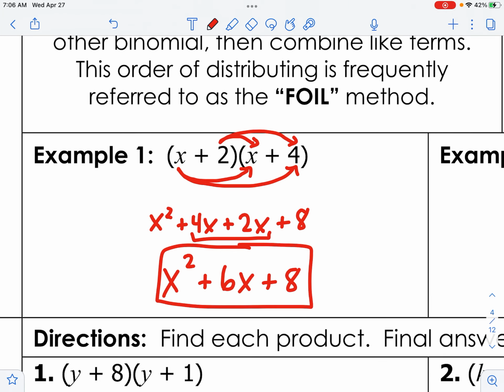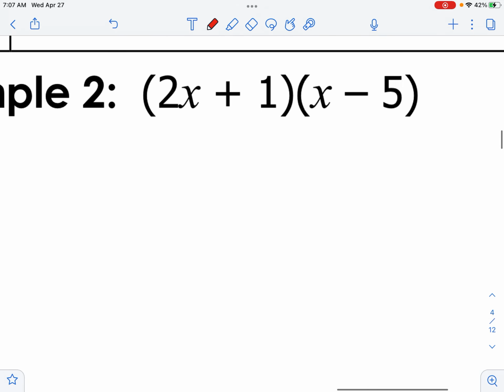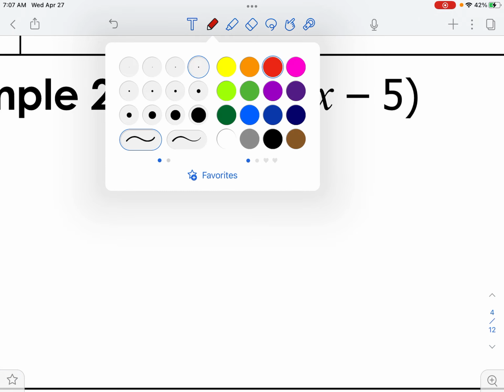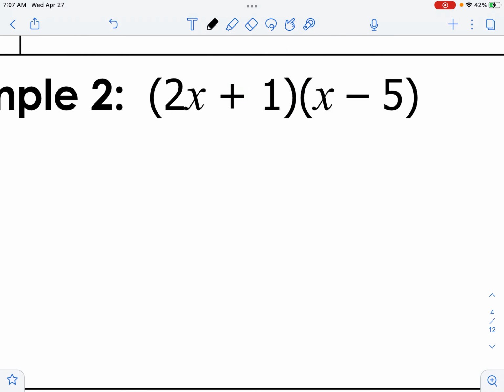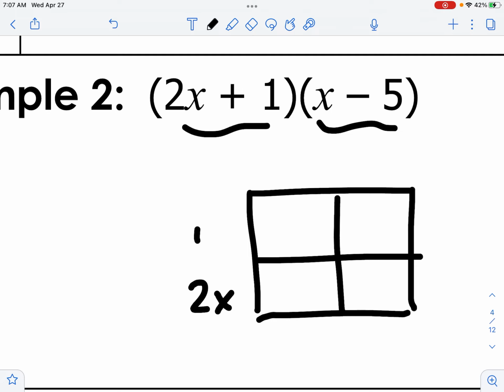Okay, now there's another way to do this multiplication, and that's called a generic rectangle. Some of you are going to say, oh, that looks like a lattice from 6th grade. All right, it sort of is, but sort of not. So what we're going to do is draw ourselves a generic rectangle. It's a 2 by 2 because this has two terms. This is a binomial, and this is a binomial. I'm going to write my terms next to my rectangle, okay? So 2x plus 1 and x minus 5.